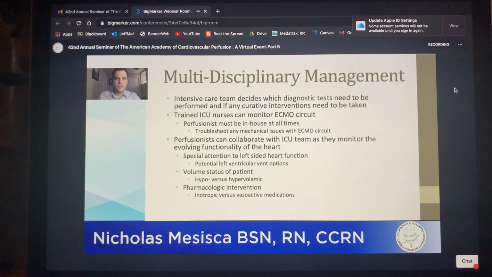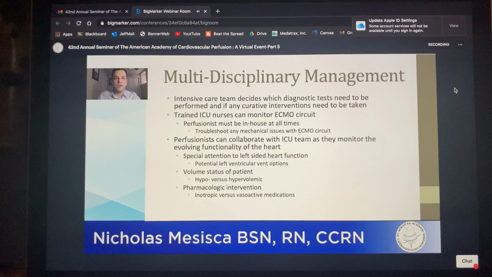ECMO programs vary from entity to entity in terms of who can monitor the patient at bedside. It is common that trained and experienced ICU nurses can monitor these ECMO circuits, but perfusionists should be in-house at all times. Although there are some hospitals across the country where perfusionists are not in-house, but will be on call from home at all times. We as perfusionists are the experts, and we must be available to troubleshoot any mechanical issues which will go wrong, and when they go wrong, we need to be able to help resolve them immediately.